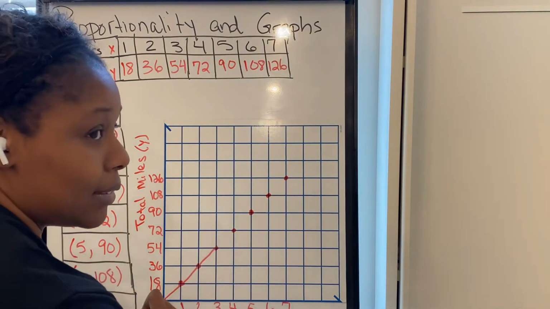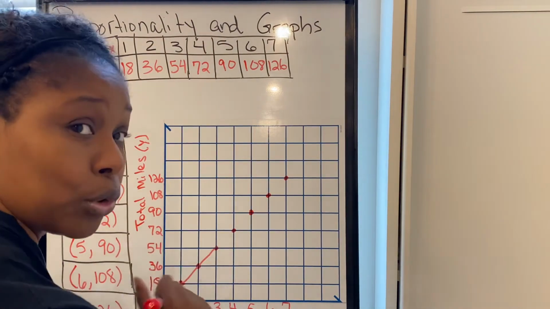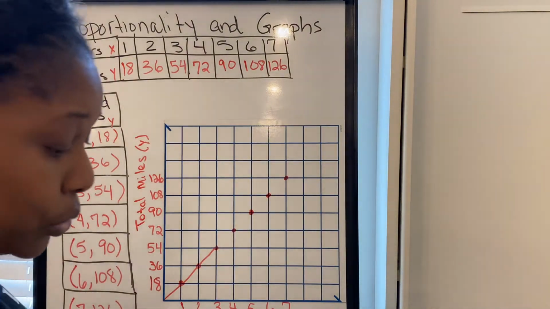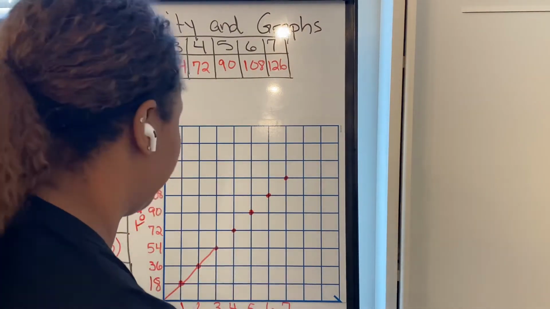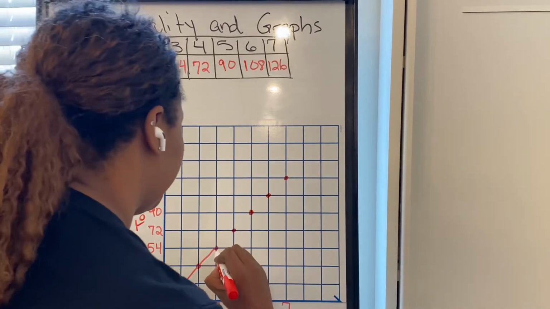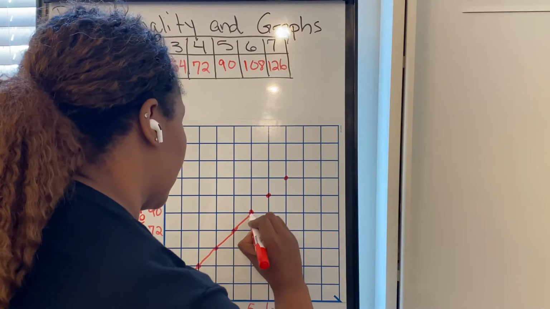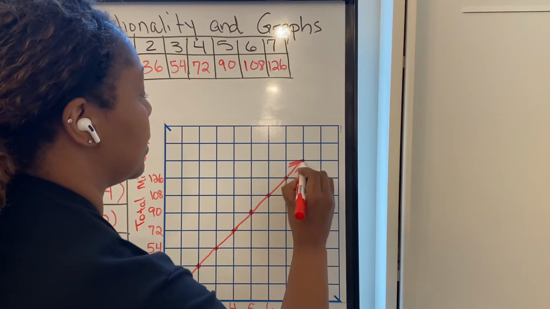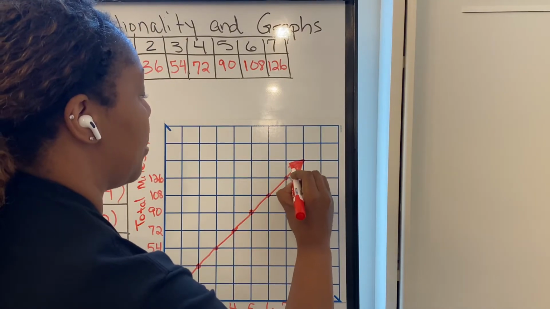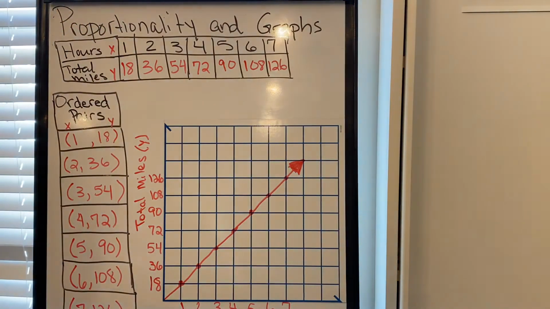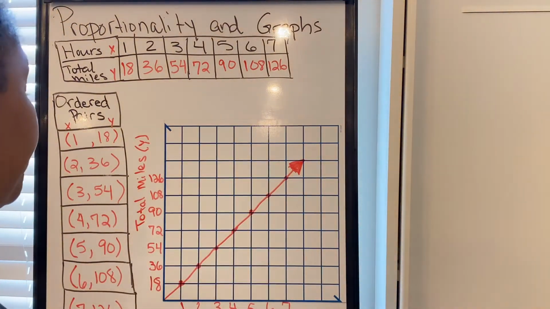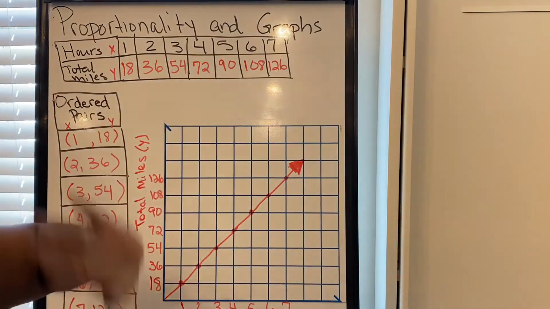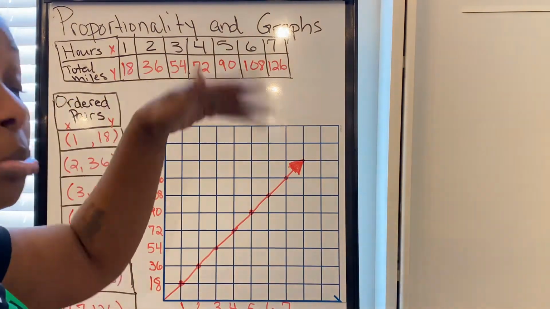Y'all know I hate lines that are not straight, but I don't have a ruler. So we're just gonna make it work, y'all. And I'm gonna put an arrow here because remember, lines keep going. Lines do not stop. This is a linear line. You'll learn that in 8th grade. But this is a line, and it's going to just keep going. If he wanted to keep going, 8, 10, 100 hours, we would just keep going.